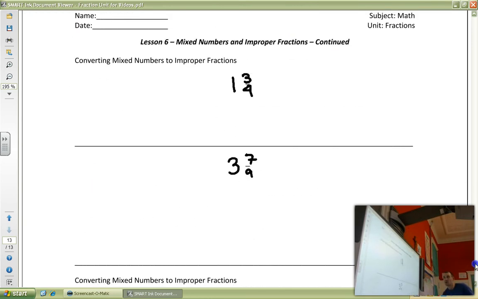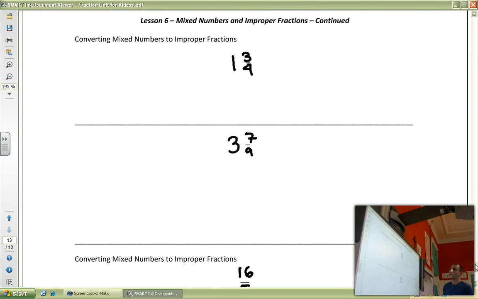Let's move down here. We're going to talk about changing one into the other. So I'm going to give you a couple examples of changing mixed numbers into improper fractions. The first way I'm going to show you is by drawing pictures. This is really good for small numbers and not so great for the bigger ones, and we'll show you why in just a second. Okay, so let's look at this.